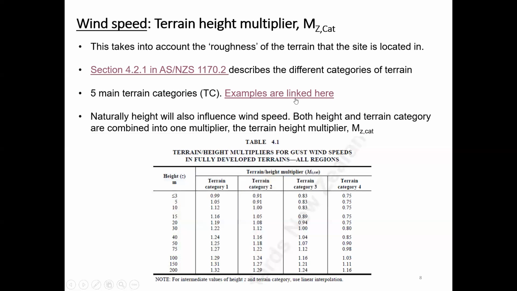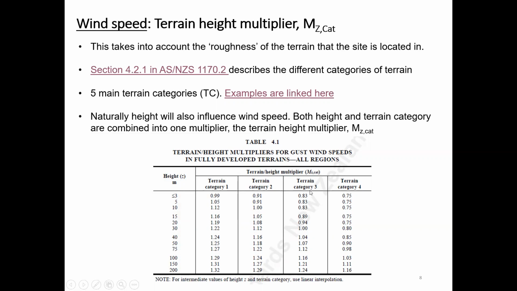Now this terrain category, in the table in the code, you've got terrain category 1 to 4. You've got this row, and then the wind speed will also increase with height. So the height of your building will naturally also influence wind speed. Both height and terrain category are combined into one single multiplier, called the terrain height multiplier.